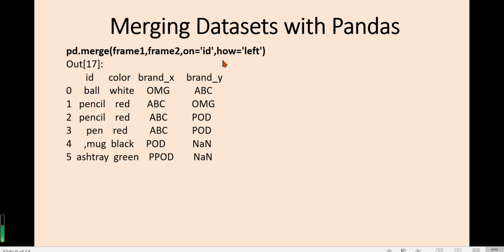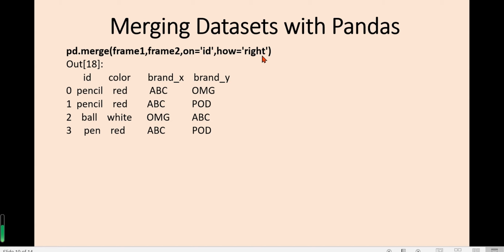And similarly, we can use left in the how argument, the left for this ID. So the ID value appearing in the first data frame will appear in the resulting data frame. Also, we'll have not a number value in some column. If we set right in the how option, then the ID value in the second data frame will appear here. So only 4 rows in the resulting data frame.